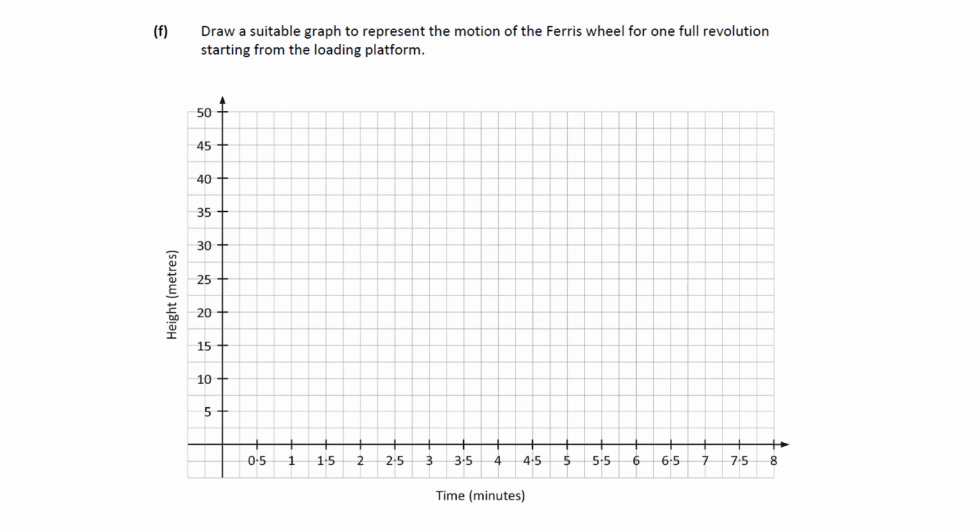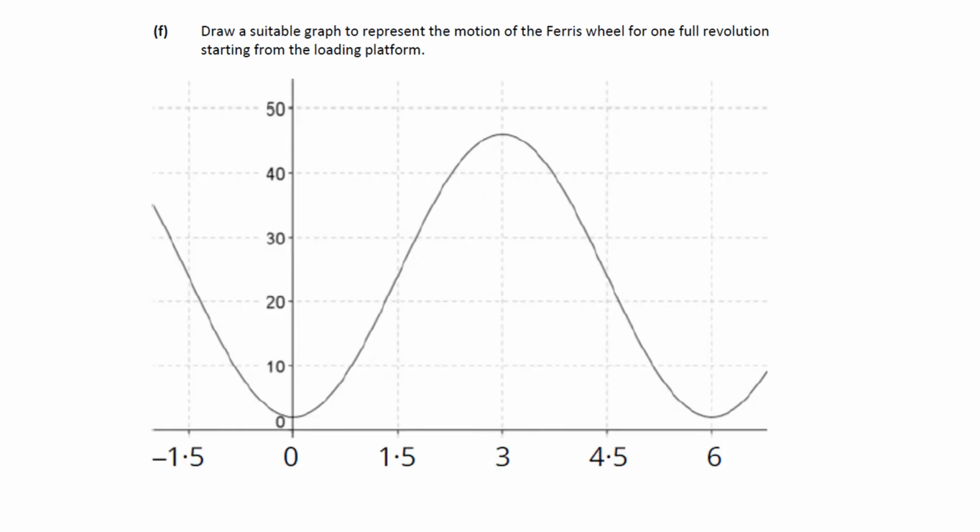So F is draw a suitable graph to represent the motion of the Ferris wheel for one full revolution starting from the loading platform. So it's going to look something like this. And we had that sketched out before. So remember, our minimum point is where we're starting. That's approximately 2. Our maximum point up here is about 46. Our midway here is 24. So it's probably just in around there. And we can work through it. A full revolution took 6 minutes. So that is our period of our function.